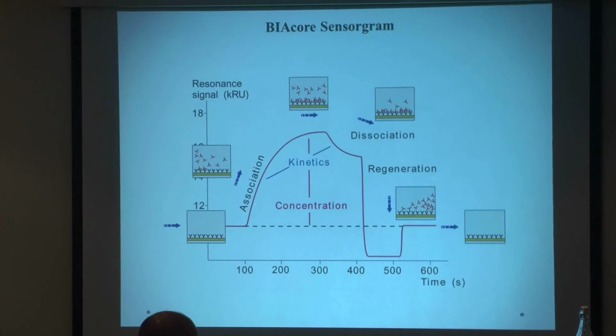So a normal signal in the Biacore system consists of injection, which is the normal starting part of the sensogram, and then there's association, and then there's dissociation, and then regeneration. So we want to have a kind of sensogram that looks like this.